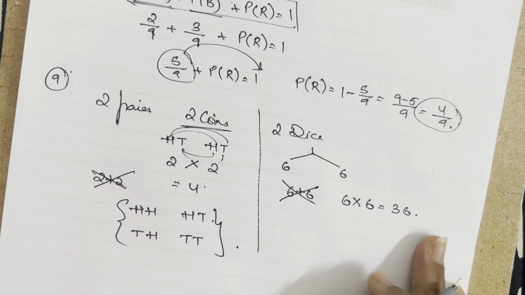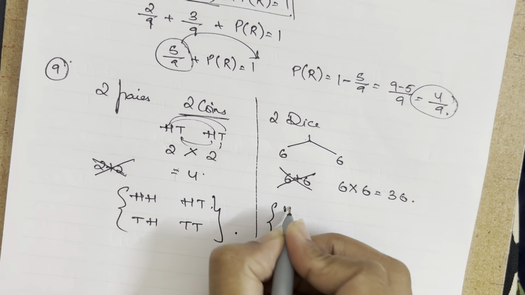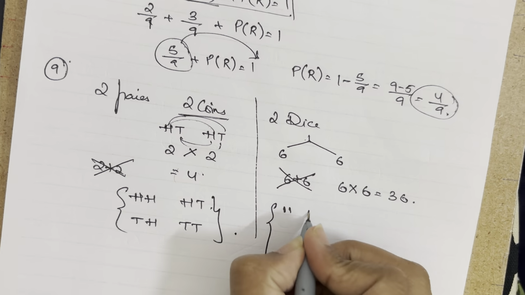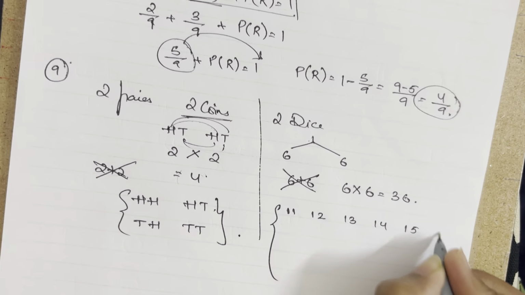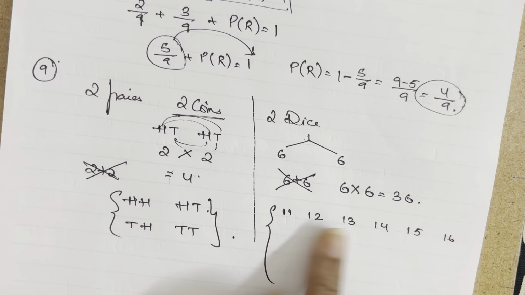Then for the dice, what will be the outcomes? When I roll 2 dice, the first one will be 1 and 1. Both dice may show 1, 1. Then 1, 2, 1, 3, 1, 4, 1, 5 and 1, 6. The dice will show 1, 1, 1, 2, 1, 3 like that.